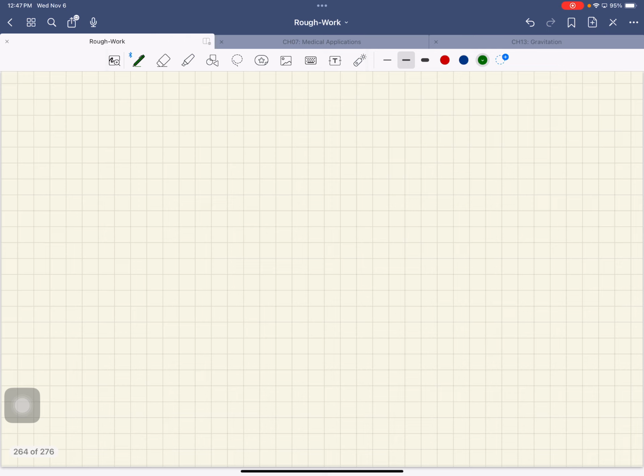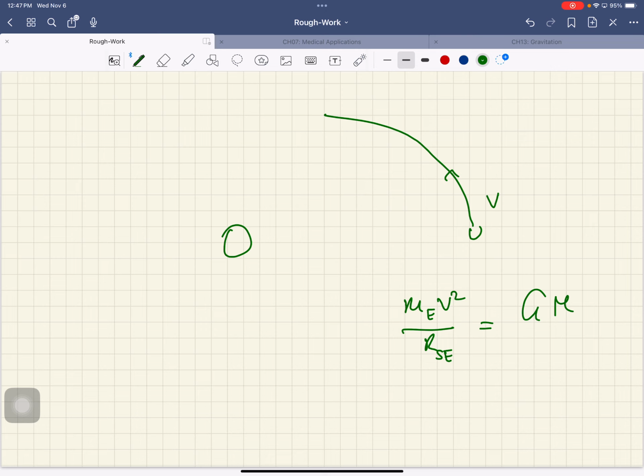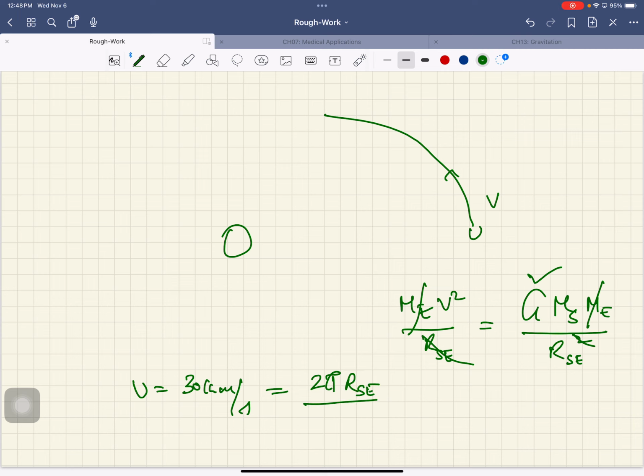So, here's the Sun, here's the Earth. The Earth is going around the Sun in a circular orbit at speed v: m Earth v squared by r Sun-Earth equals G times mass of the Sun times mass of the Earth. We knew the Sun-Earth distance as well. We know v is the orbital speed of the Earth, which is 30 kilometers a second, but that's equal to 2 pi r Sun-Earth divided by the time it takes for the Earth to go around the Sun. You know this. How long does it take for the Earth to go around the Sun? 1 year. You know this.